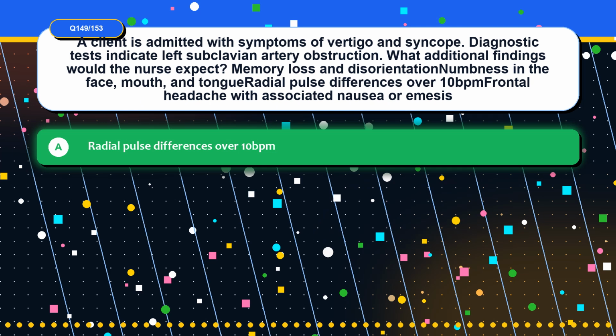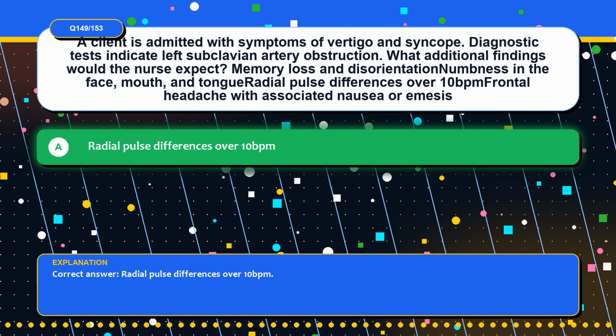The correct answer is option A. Radial pulse differences over 10 bpm. Correct answer.